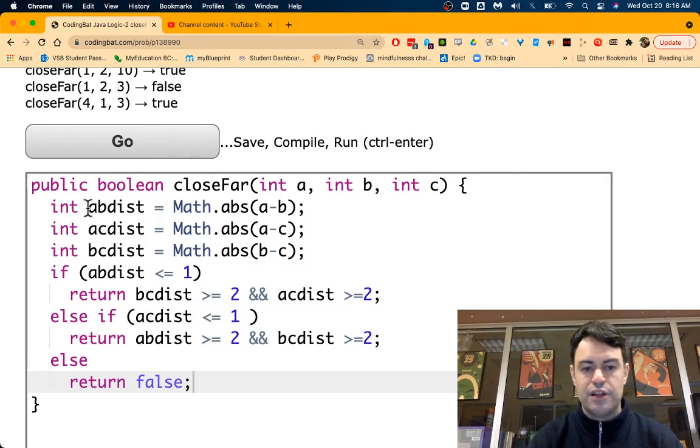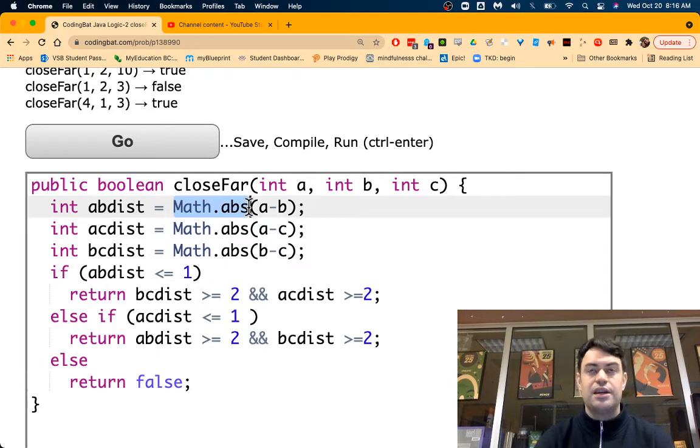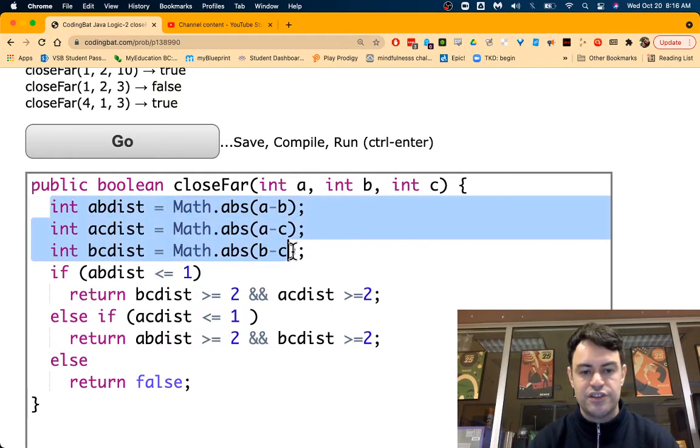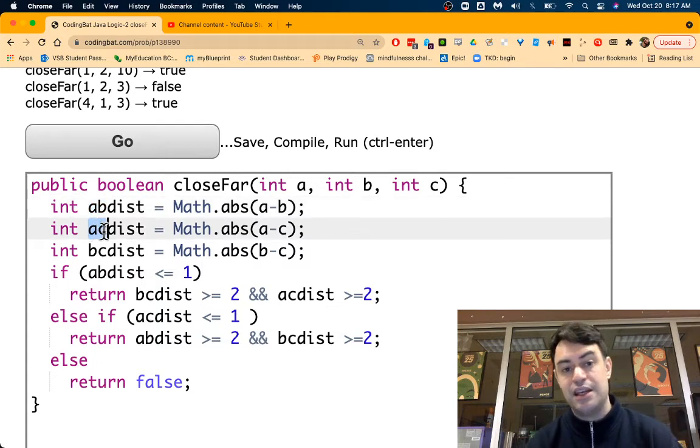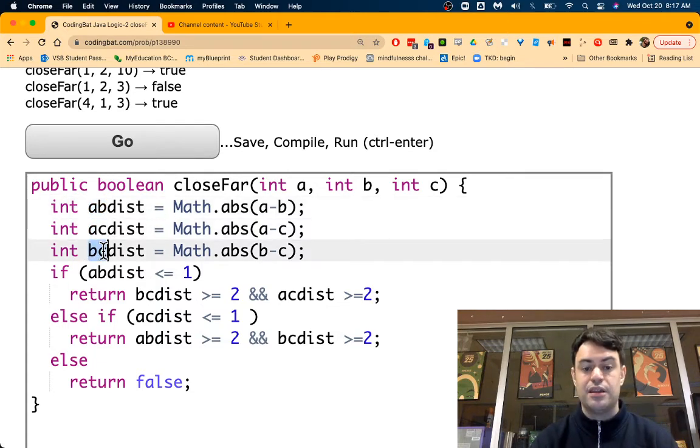So first of all, I'm going to calculate the distances between the numbers, which is just the differences, and I'm going to use math.absolute to just look at the magnitude, and then I can check to see if they're close or far, and then return true or false. So here, the first 3 lines of my method is just calculating the distances between A and B, the distance between the numbers A and C, and then B and C as well.